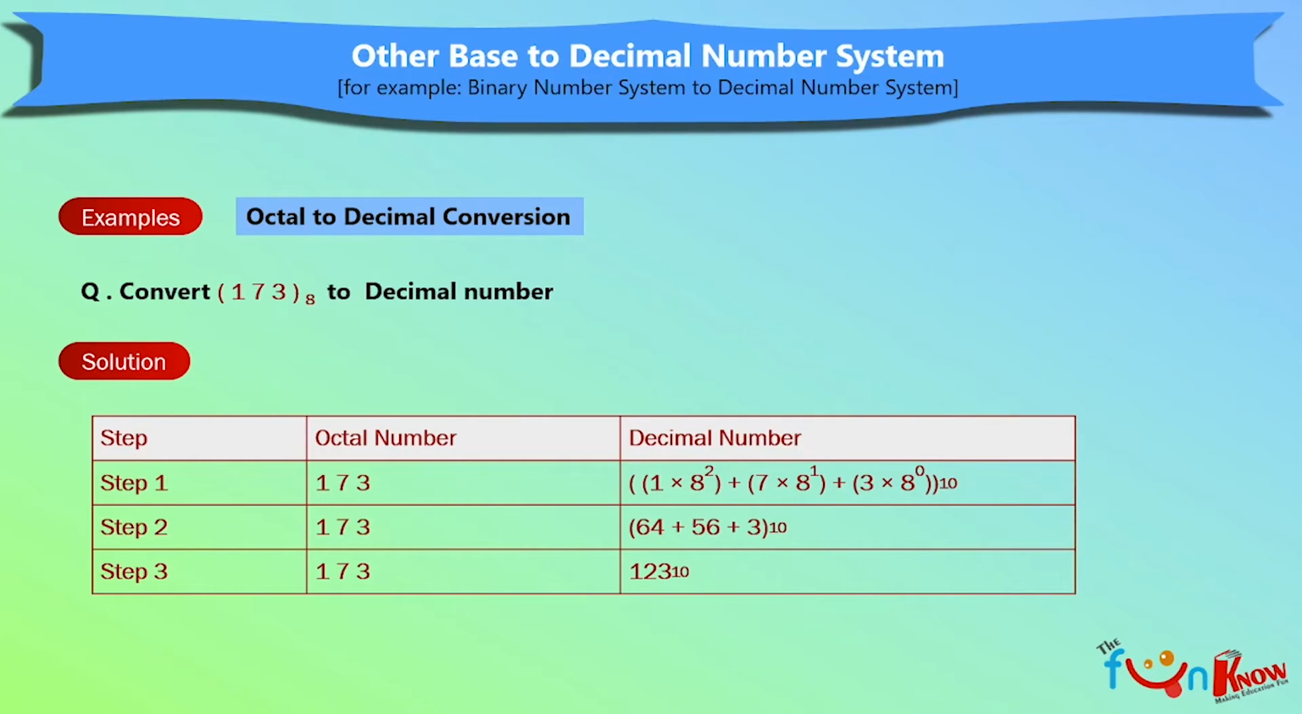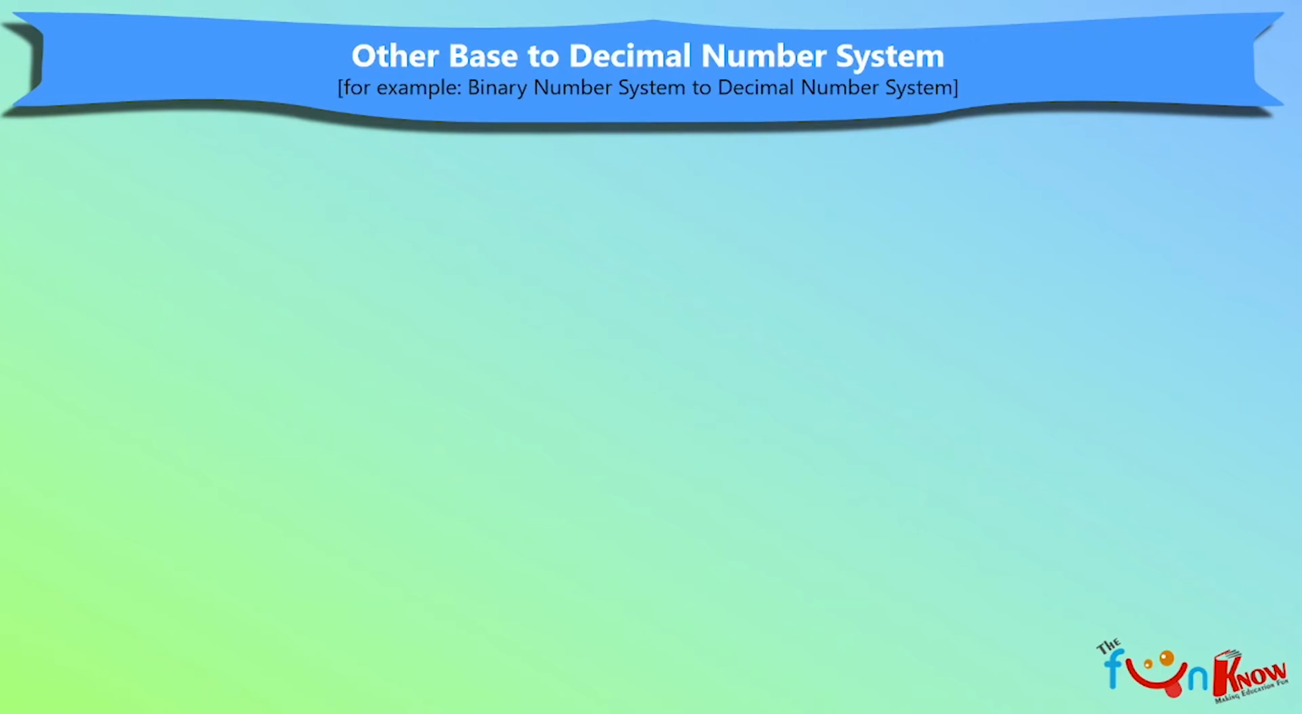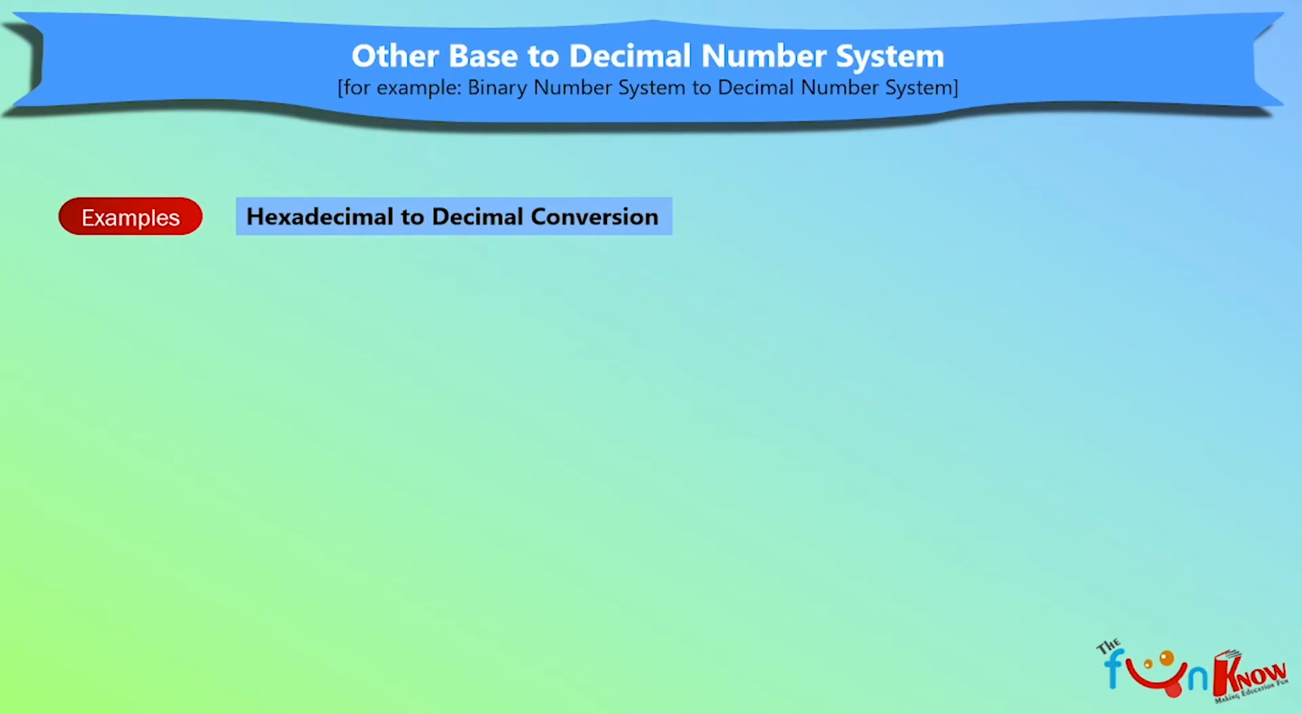Next, students, we will see how to convert a hexadecimal value to a decimal number. Let's go towards the sum. Hexadecimal to decimal conversion. Here the value is 7B to the base 16, converting to the decimal number, which is to the base 10. Solution.